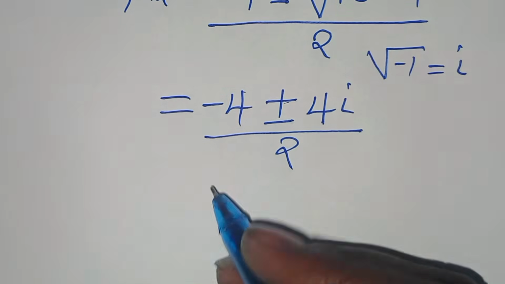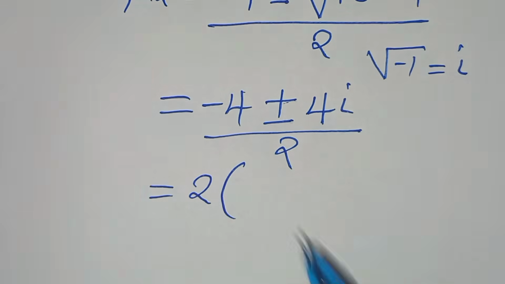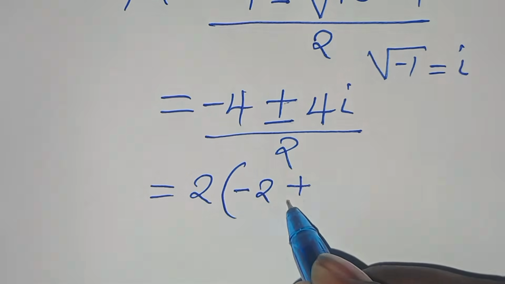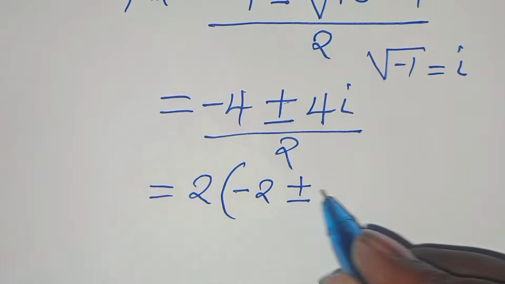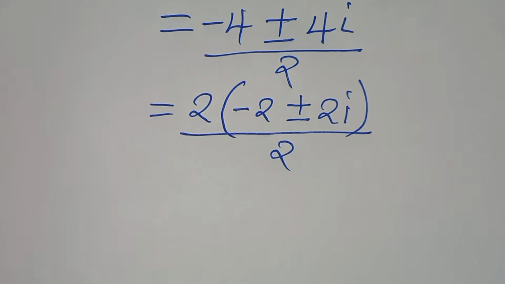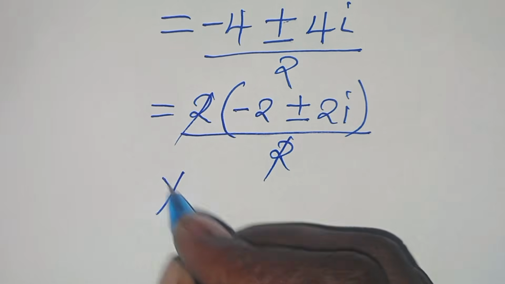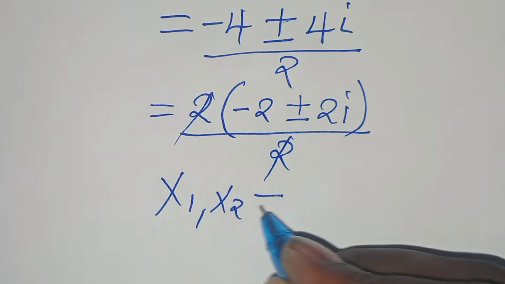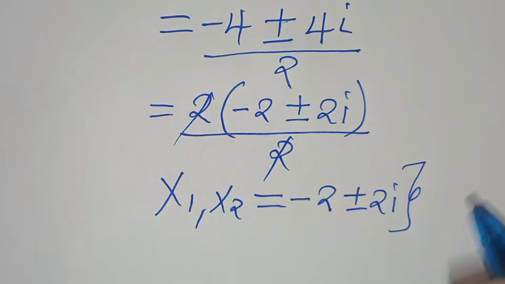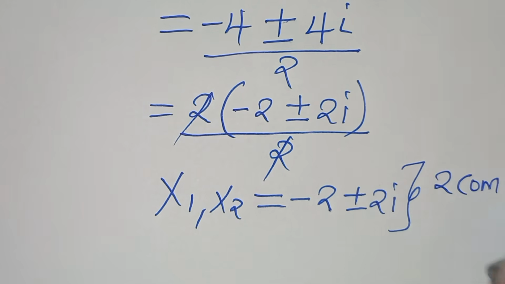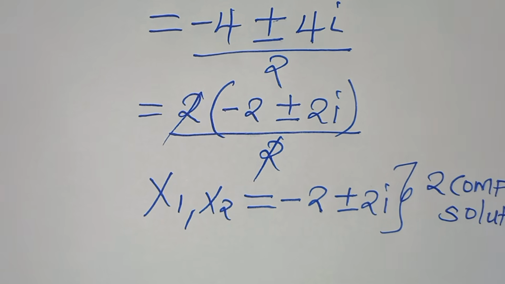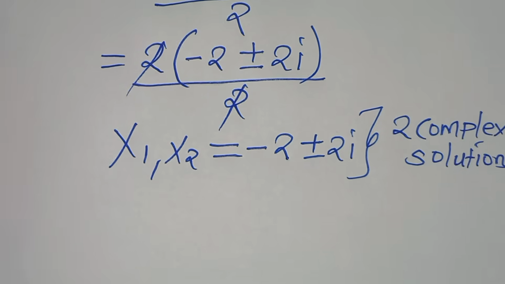In the numerator, we have that 2 is common, so let's factor out 2. So negative 4 divided by 2 is negative 2, plus or minus 4i divided by 2, which is 2i, everything divided by 2. So let's simplify 2 and 2, so that x1, x2 is equal to negative 2 plus or minus 2i. And remember, these are two complex solutions. We have two complex solutions under case 1. So let's proceed to case 2.